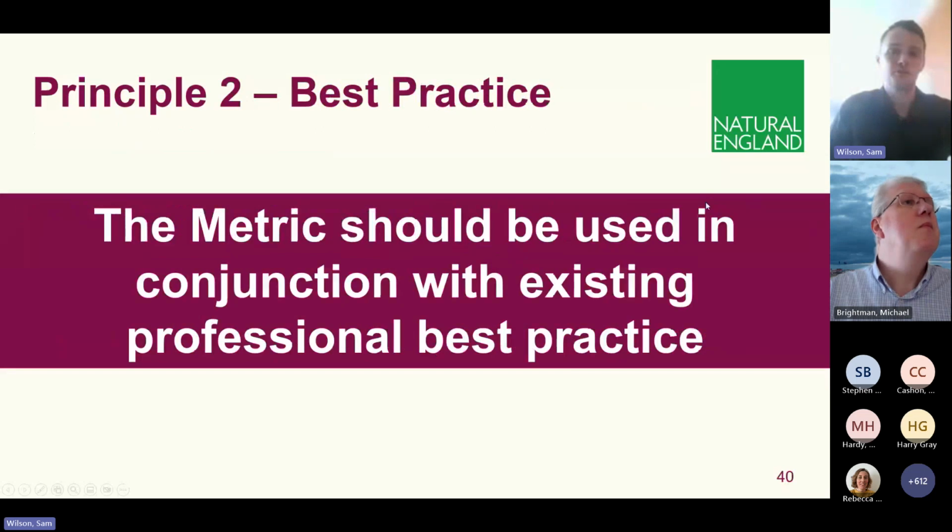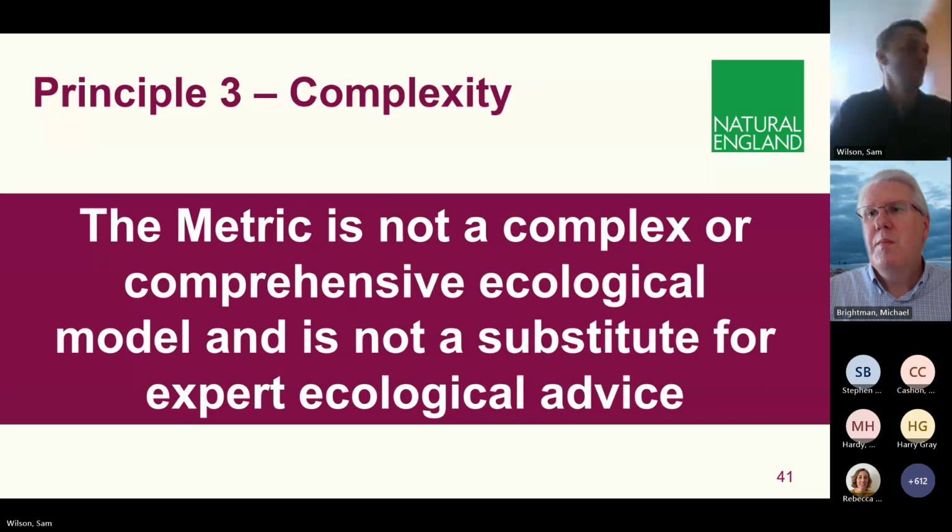And following on from that, the idea of the metric is that it's used in conjunction with existing best practice principles. So it's not just looked at in isolation, and if the metric says something, it's just taken as gospel. It's got to be worked alongside the existing principles that are already used everywhere. Principle 3 is around complexity. Basically, the metric isn't a complex or comprehensive model. And it's not a substitute for expert ecological advice. That's why we need those competent people to fill it in so that they can give a bit of context behind it rather than just some numbers that they've managed to get out of a spreadsheet.